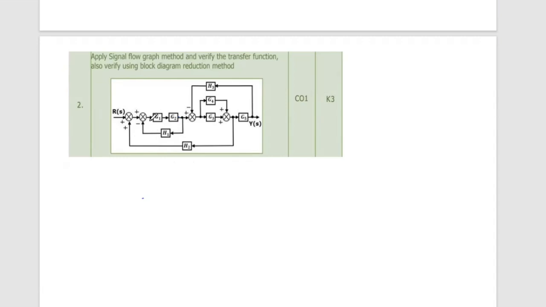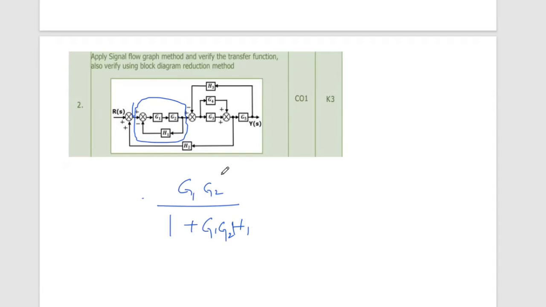Now G1 G2 is here, feedback H1 is here, negative feedback. This whole thing can be converted into one block. What is it? G1 G2 by 1 plus G1 G2 H1.